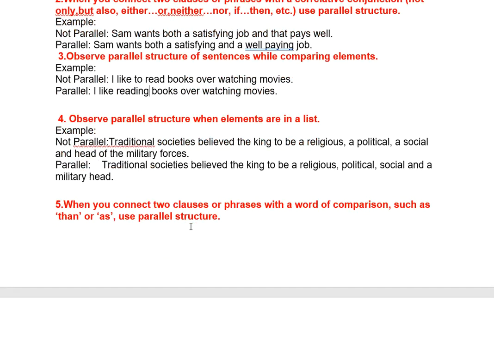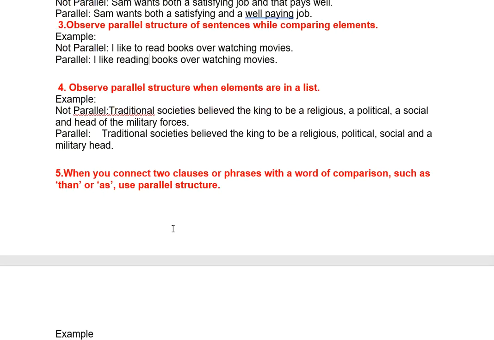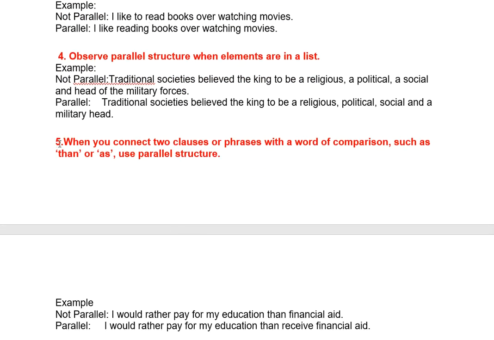Hope you will not get this wrong again in the examination. I hope you will get it absolutely correct. The next time you come across a parallel structure, I hope you will get it correct. Fine. Now let us have a look at number 5.